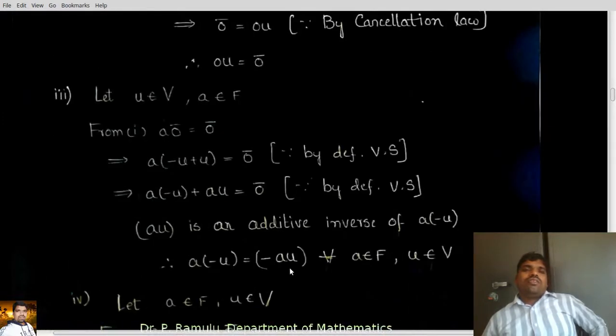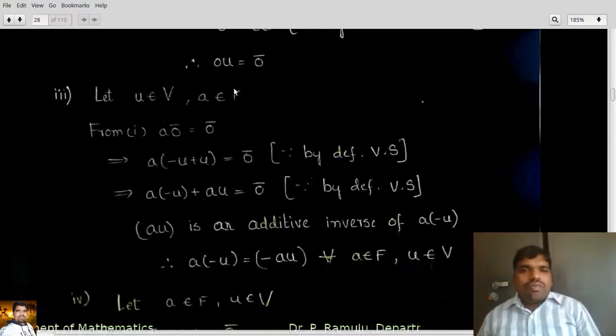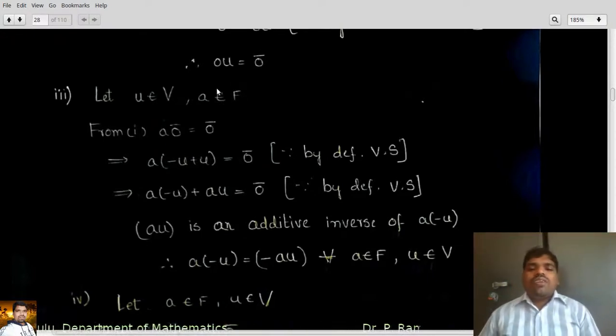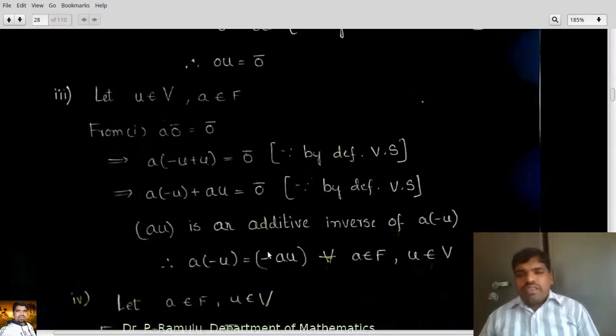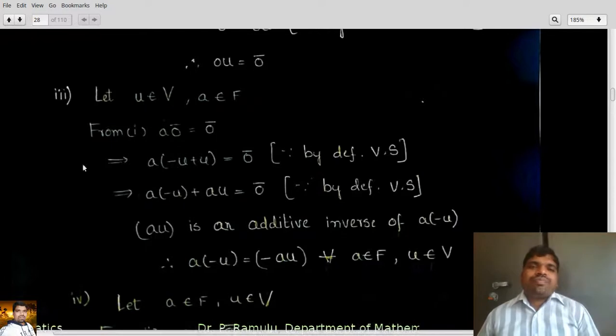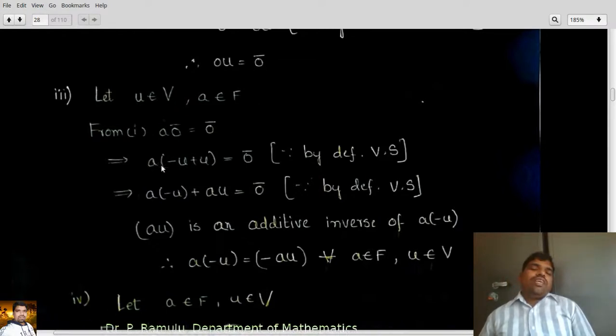Let u, v belong to V and a belong to F. From 1, I want to show that a into minus u is equal to minus a u. I want to prove this. From 1, what do we know? a into 0 bar equals 0 bar, which implies a into (minus u plus u), that is 0 bar, equals minus u plus u.